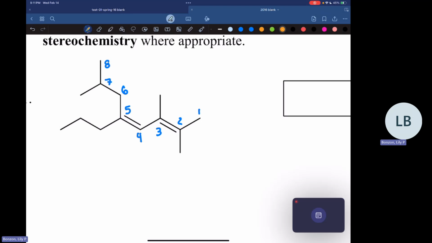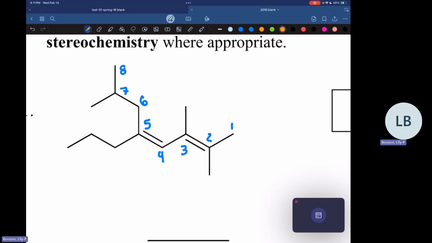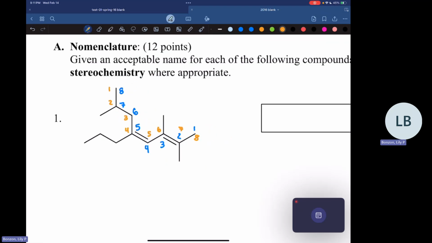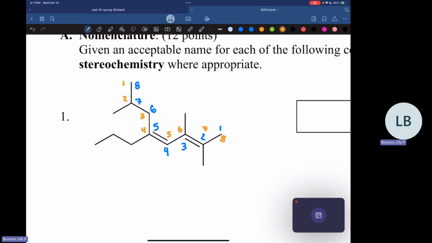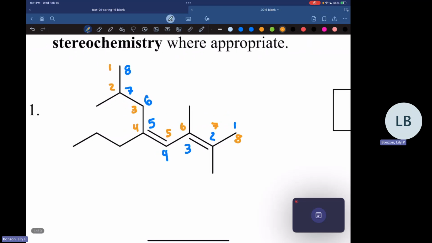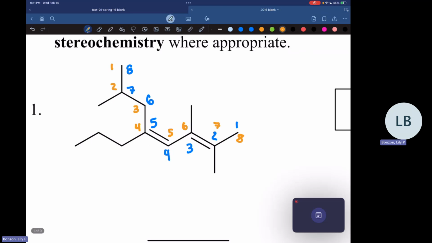So I started numbering right to left, and I'm going to go ahead as well and number the reverse direction. When we do this, we want to get the longest chain possible, and we want to get the most amount of substituents as possible as well. Specifically with our double bonds, like I mentioned before, we want to try and get all of those incorporated into the main chain as possible. So that's why I went the direction that I did.